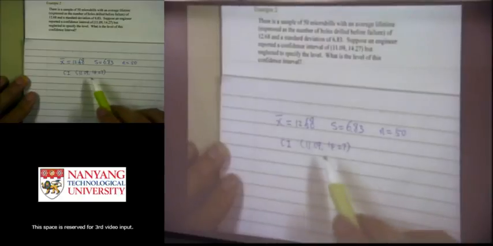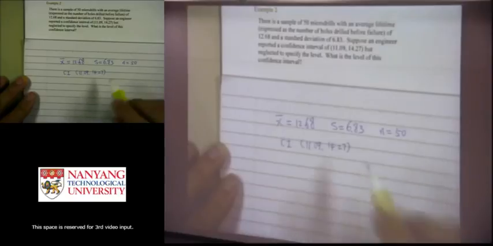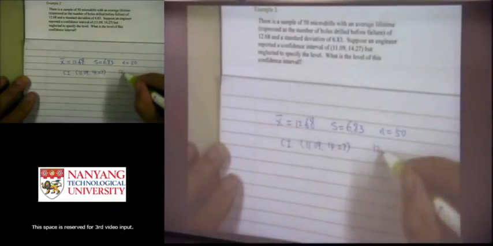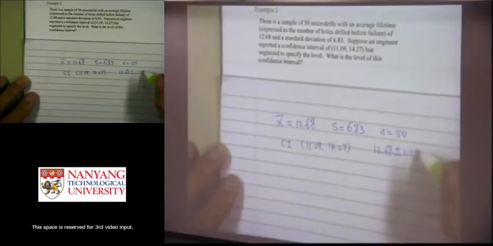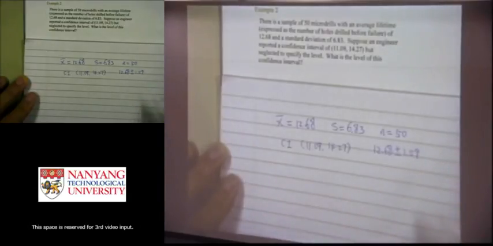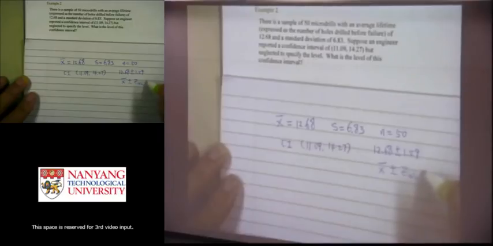For 11.09 to 14.27, we can rewrite it as 12.68 plus minus 1.59. The reason we write it this way is that we want to compare it directly with x bar plus minus z alpha over 2 sigma x bar.